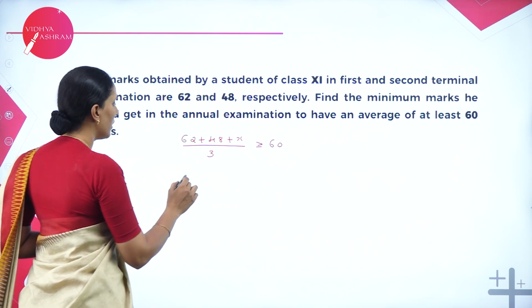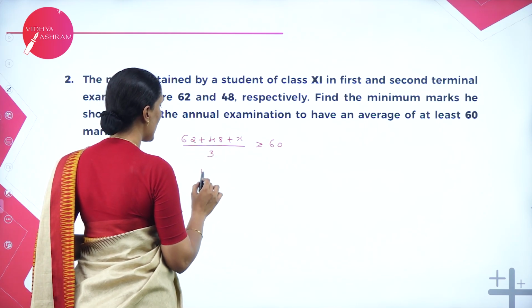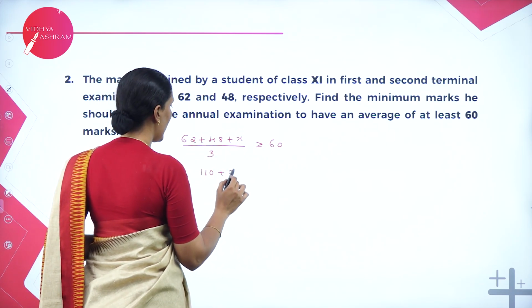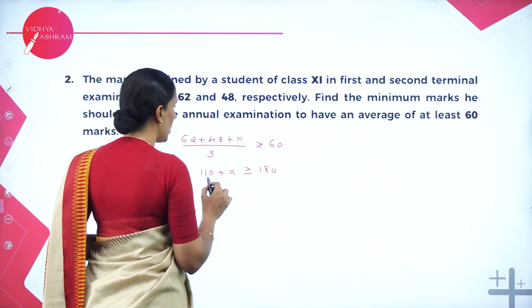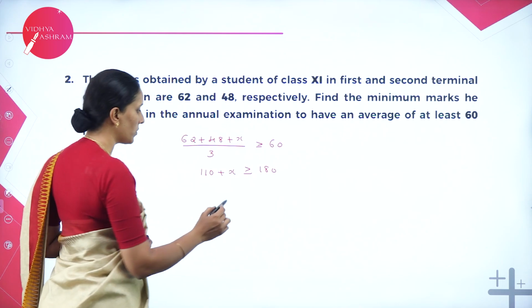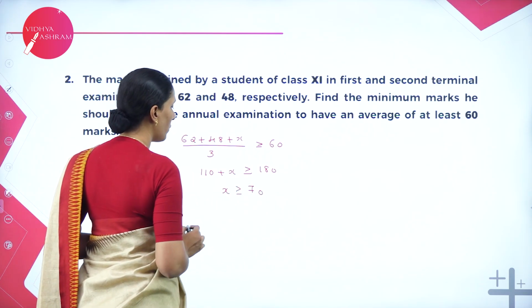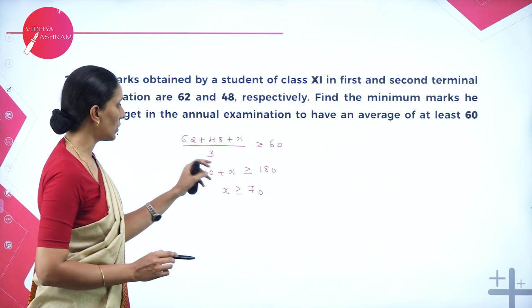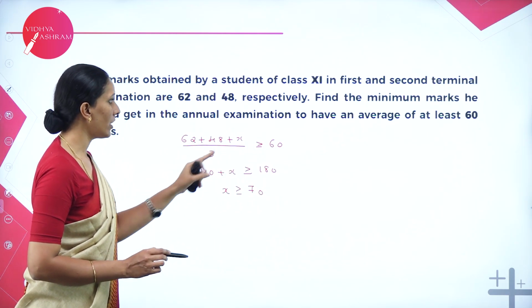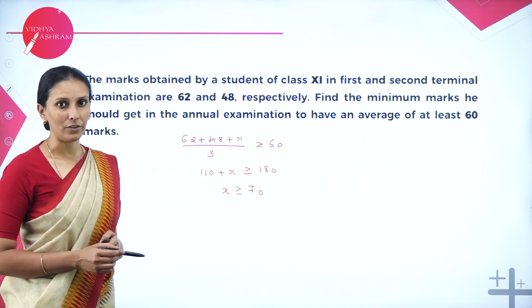So now here we can add this. So 62 plus 48 is 110, plus x greater than or equal to 180. Now I'll subtract 110 on both sides. So x is greater than or equal to 70. Which means he should take marks of at least 70 so that he will maintain an average of 60 marks in all the 3 terminal examinations.